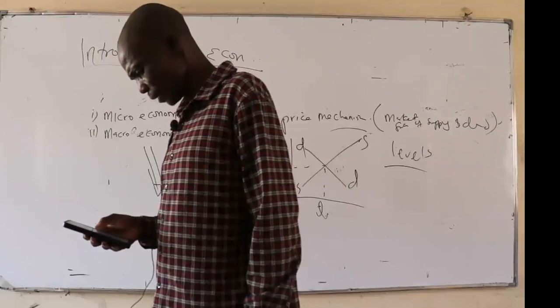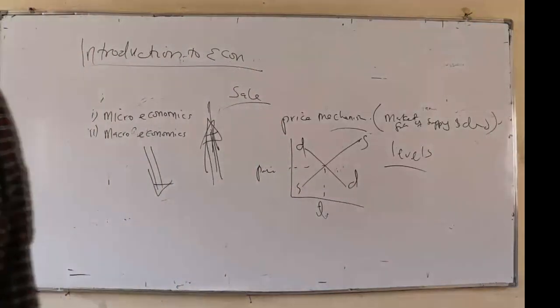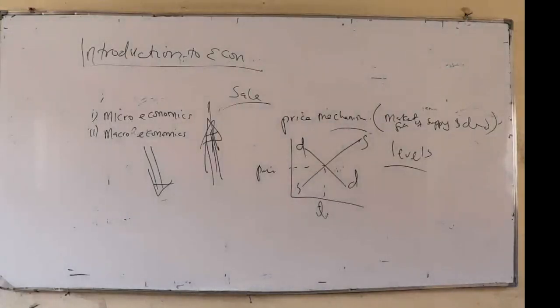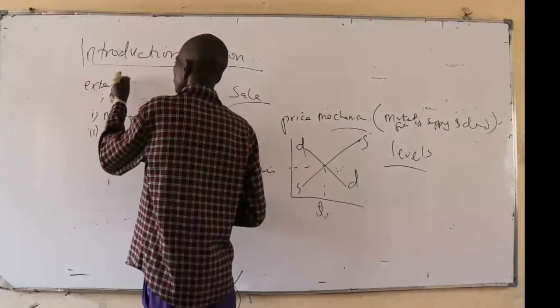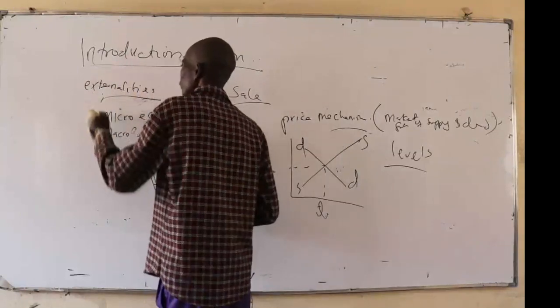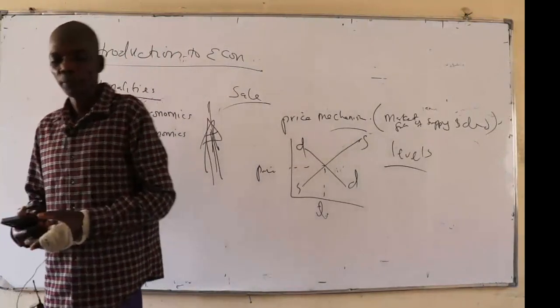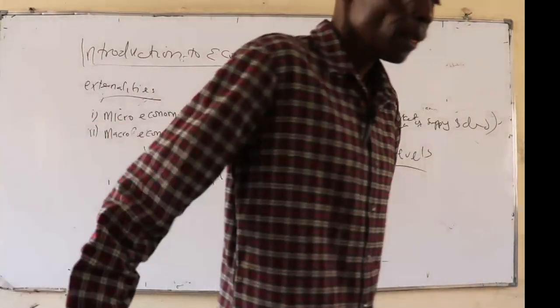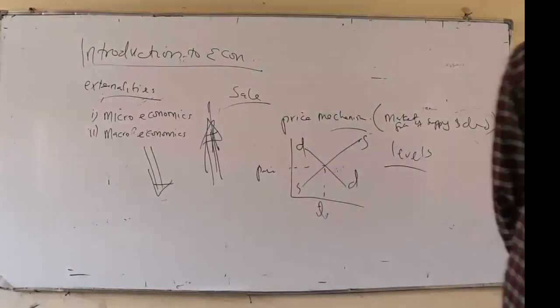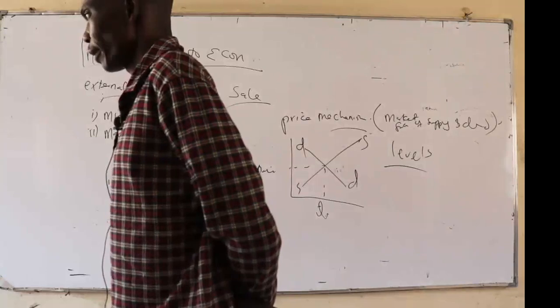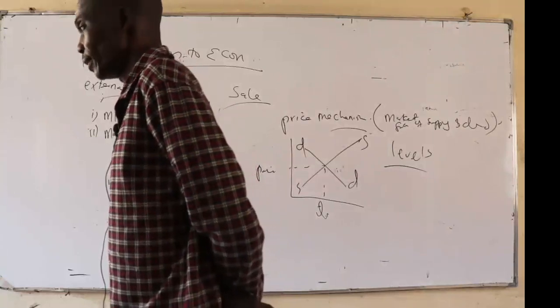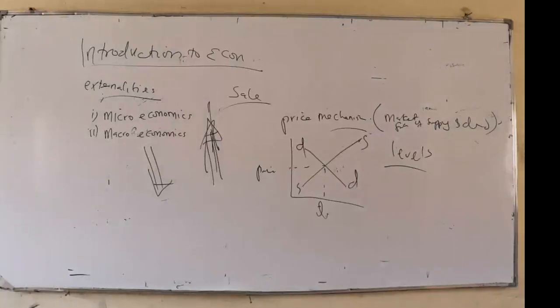Number 3. The third item is externalities, the third disadvantage. Externalities may be positive and negative. So when you talk about disadvantage, you are talking about negative externalities, which are basically social costs which are borne by the society as a result of the activities of the firms.